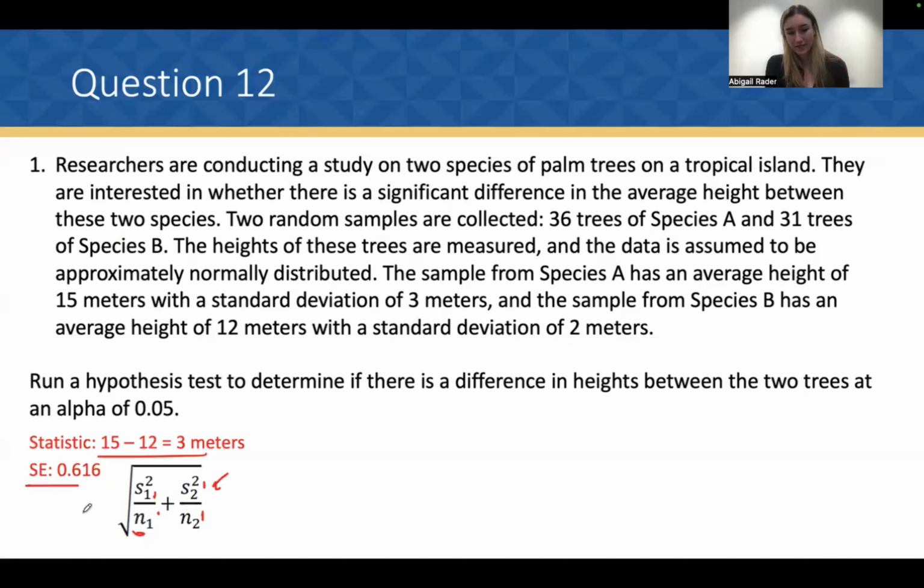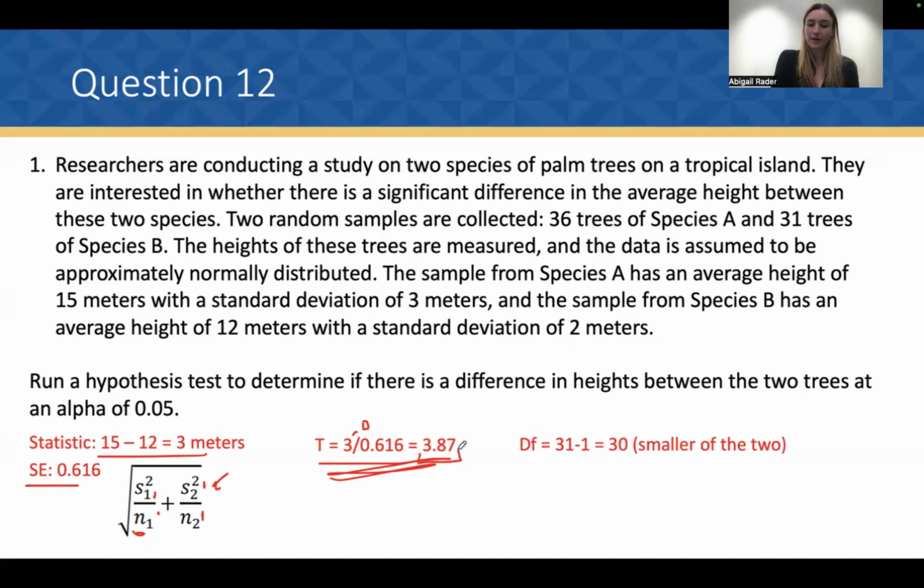Now that we have the mean difference and the standard error, all we do is divide the mean difference by that standard error. Technically, there's a minus 0 up here because we subtract our null value, but it doesn't matter here, because anything minus 0 is just itself. And our t is 3.87. Now, because we are working in t world, we have to calculate a degree of freedom, which is just going to be the smaller n minus 1, which in this case is 30.